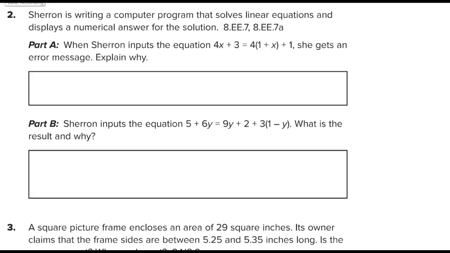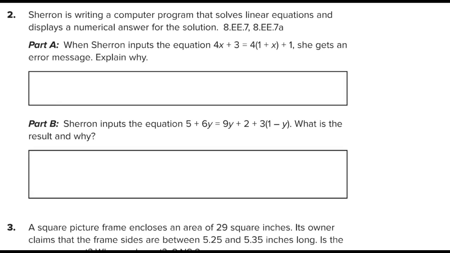Hi everyone, this is Ms. Cowan. This is week 19, problem number 2. The question states: Sharon is writing a computer program that solves linear equations and displays a numerical answer for the solution. When Sharon inputs the equation 4x plus 3 equals 4 times the quantity 1 plus x, plus 1, she gets an error message. Explain why. Okay, so let's see what's happening over here.